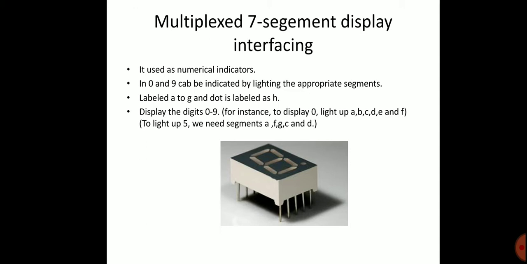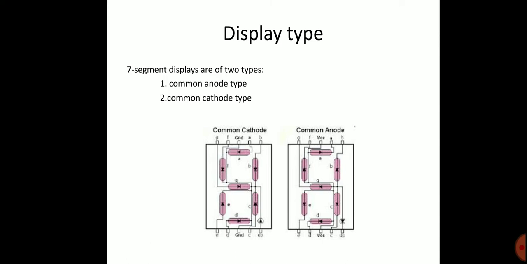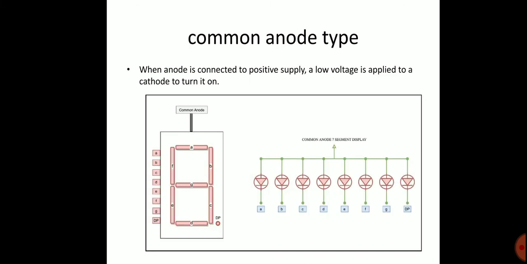Now we see the display types. The 7-segment displays are of two main categories: number 1 is the common anode type, and number 2 is the common cathode type. In the common anode type, the anode is connected to the positive supply, and a low voltage is applied to a cathode to turn it on. This is the structure of the common anode type. The common anode 7-segment LED has the diode connections for segments A, B, C, D, E, F, G. So these are the common anode type configurations.